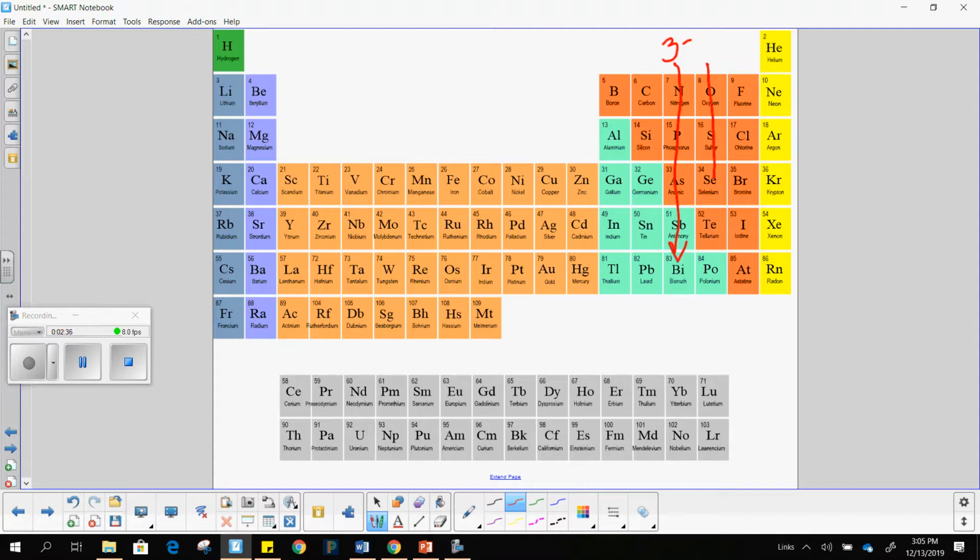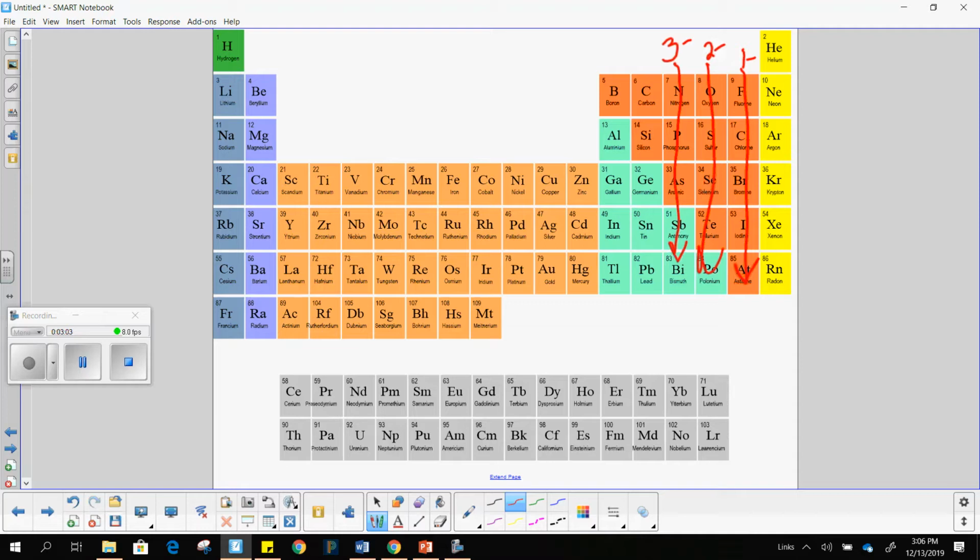Everything here in column 16 has 6 valence electrons. They're going to gain 2 to become 2-. Everything in column 17 has 7, so they're going to gain 1 to become 1-. Remember, everything in the last column, these are our noble gases. They have a full outer shell already, so they don't have an oxidation number. It's 0, essentially. They don't have a charge because they're not gaining or losing electrons.